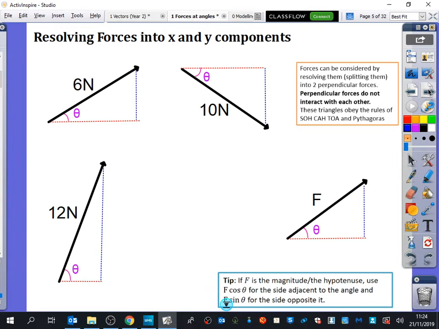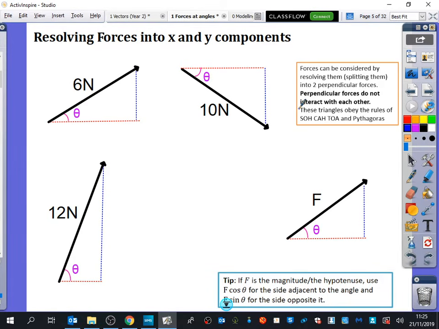And now we're getting on to the stuff that's actually the year 13 content. I have written in this orange box that forces can be considered by resolving them, or splitting them into two perpendicular forces. The reason we do two perpendicular forces is because perpendicular forces do not interact with each other. If you imagine wanting to move something up and down, you can pull it left and right as much as you like. It's never going to make the thing move up and down. Up and down does not interact with left and right.